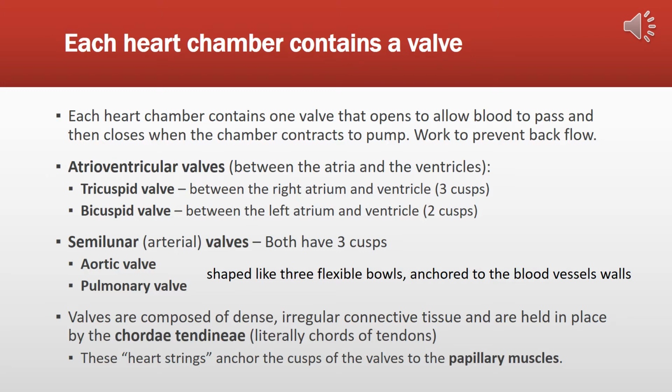Valves are all composed of dense, irregular connective tissue and are held in place by chordae tendineae, which literally translates to cords of tendons. These are also called heartstrings, and they anchor the cusps of the valves to the papillary muscles, which we'll talk about more in the following slides.